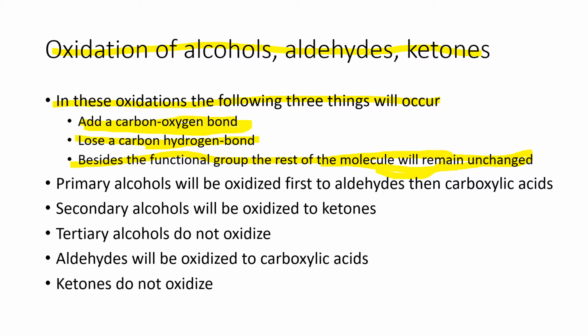So we're going to look at some examples of what will happen with this. Primary alcohols are going to be oxidized first to aldehydes, then carboxylic acids. Secondary alcohols will oxidize to form ketones. Tertiary alcohols will not oxidize, and that's why it's important to recognize what classification of alcohol you're dealing with, because each different type, primary, secondary, and tertiary, is going to react differently. Aldehydes will oxidize to carboxylic acids, and ketones end up not oxidizing.